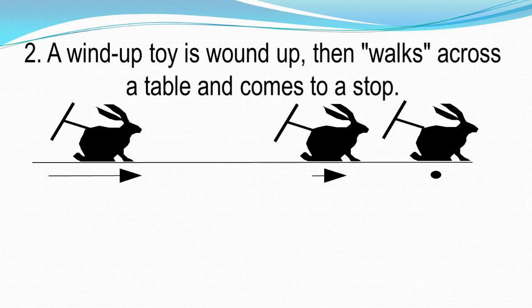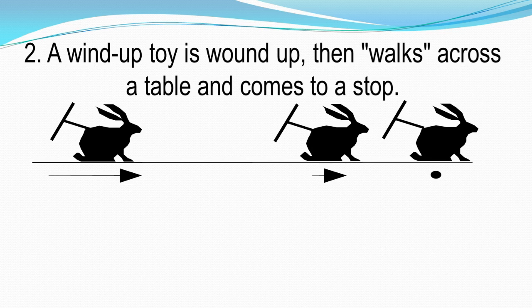Here we have a wind-up toy. It's wound up so a spring is compressed inside it and it allows it to move across the table. It starts to walk and then it comes to a stop. In this example, the arrows tell us what's happening. The rabbit's moving quickly, then it slows down, then it comes to a stop.